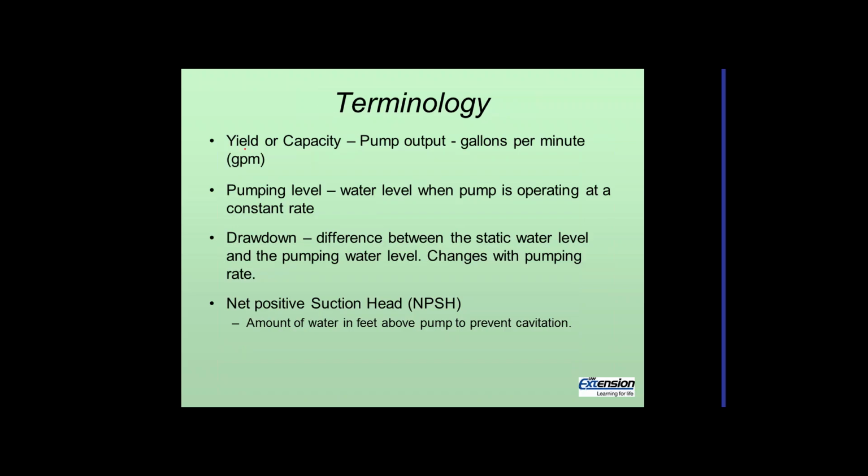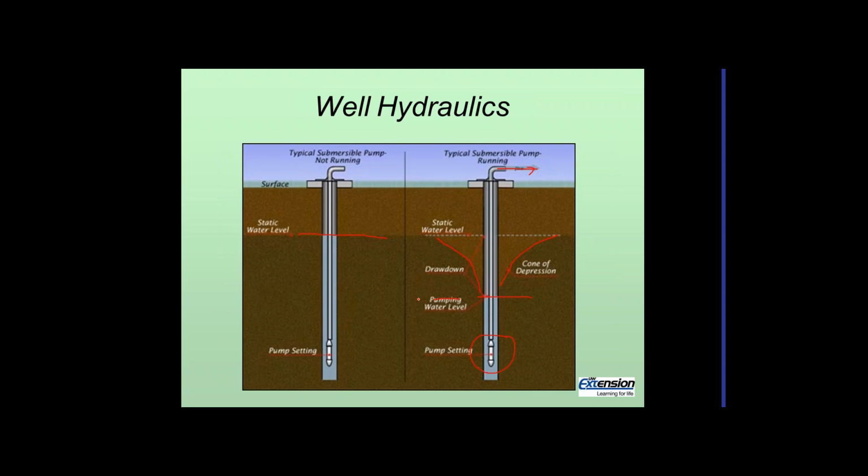A little bit of terminology: yield or capacity, that's the pump output, and it's going to be measured in gallons per minute. The pumping water level is the water level when the pump is operating, and when we're figuring out lift of the water, that's an important factor because that's what we're going to be lifting against, that pumping water level. The drawdown is the difference between the static water level and the pumping water level. So if we go back to the previous slide, this distance here, this is the drawdown for this well.